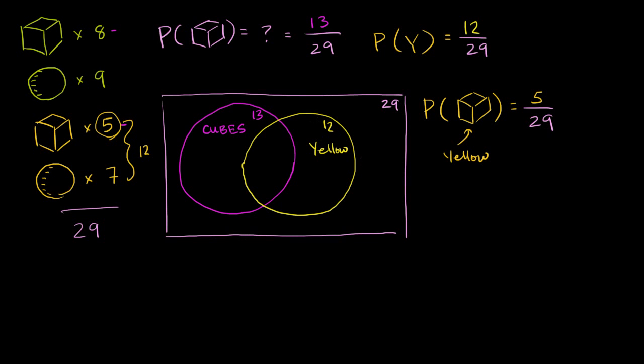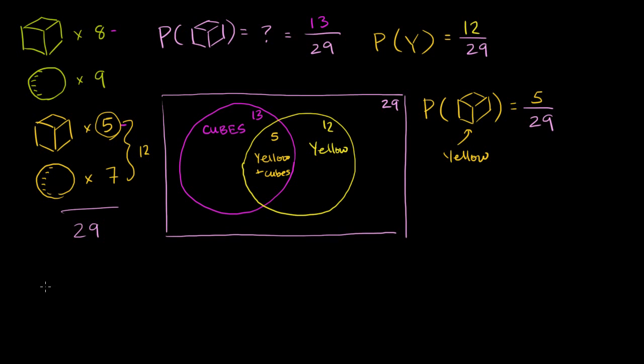So here we're thinking about things that are members of the set yellow. So they're in this set, and they are cubes. So this area right over here, that's the overlap of these two sets. This represents things that are both yellow and cubes, because they are inside both circles. So let me write it over here. There's 5 objects that are both yellow and cubes.